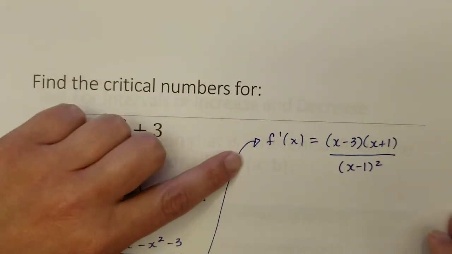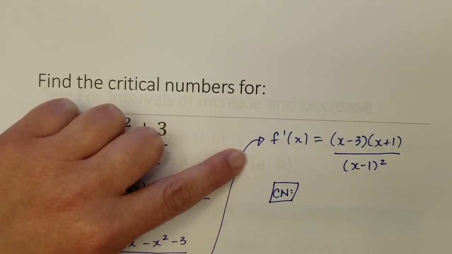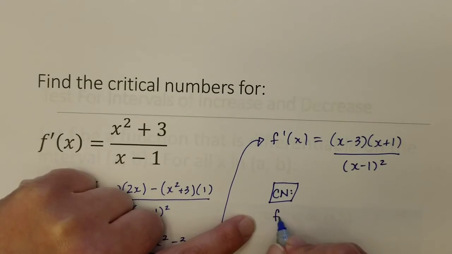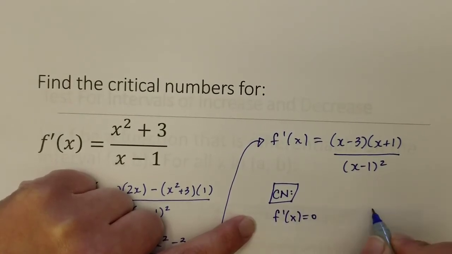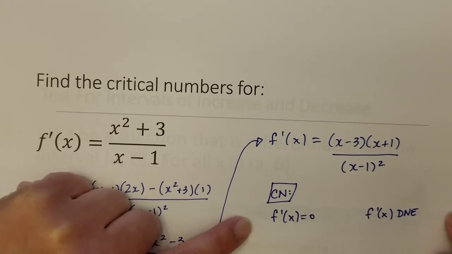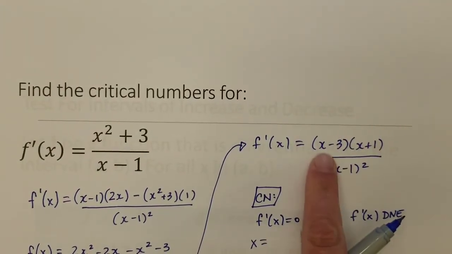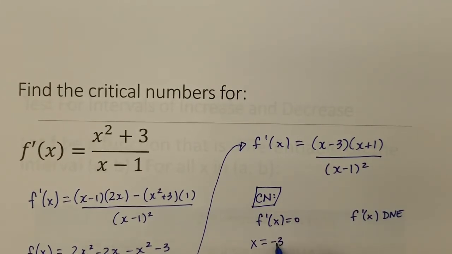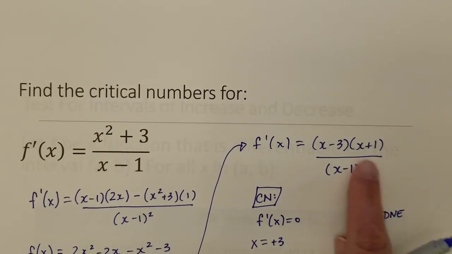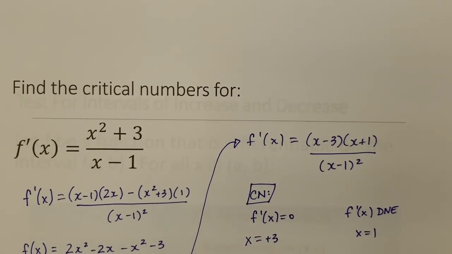So when I'm listing out my critical numbers, I actually like to specify that I'm looking at both where the derivative equals 0 and where the derivative does not exist. So I'm going to list that out for both different cases, and then I'm just going to list my x values for each. So where would this equal 0? At 3 and negative 1. And then where doesn't it exist? Where the denominator would equal 0 or there'd be any restrictions, and that's x equals 1.